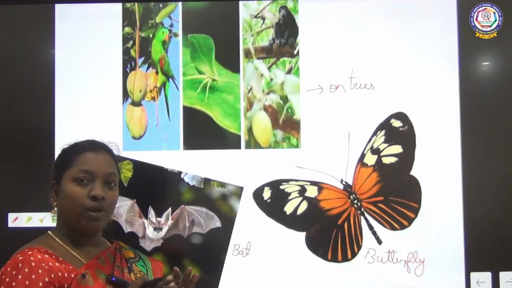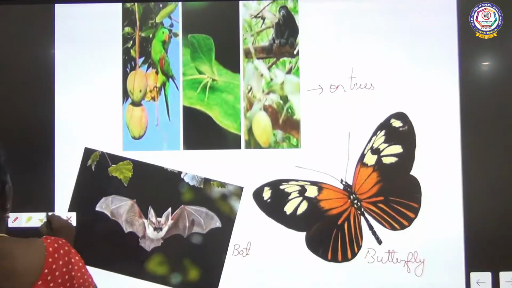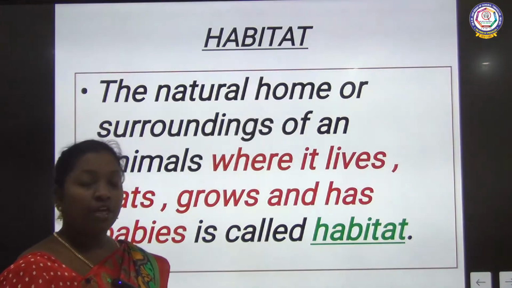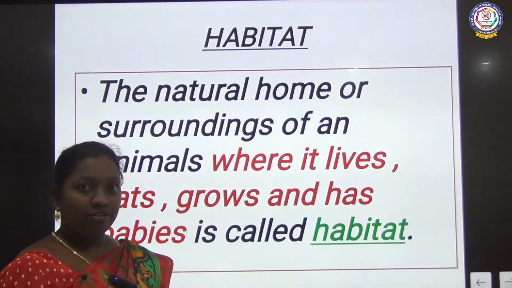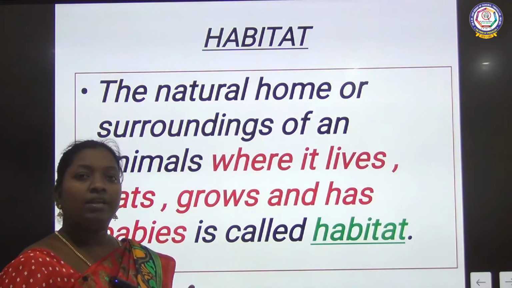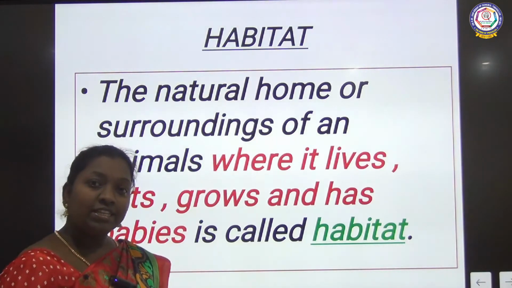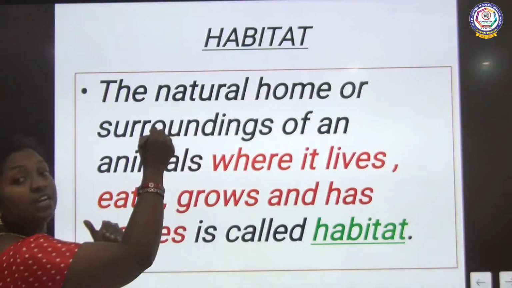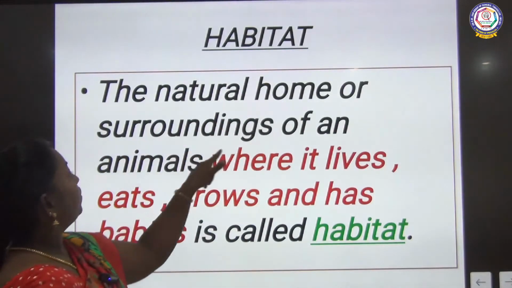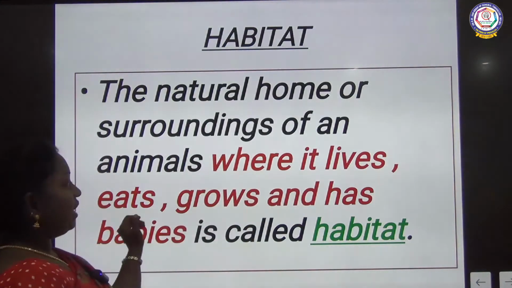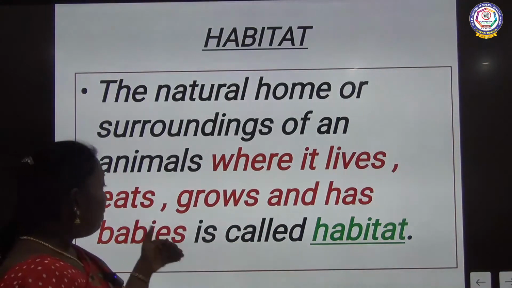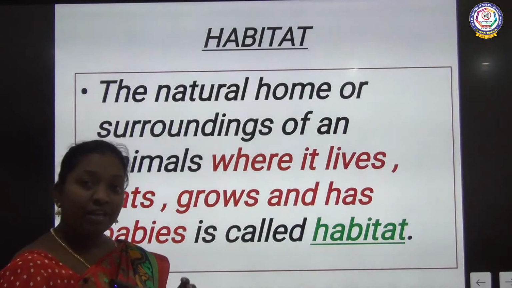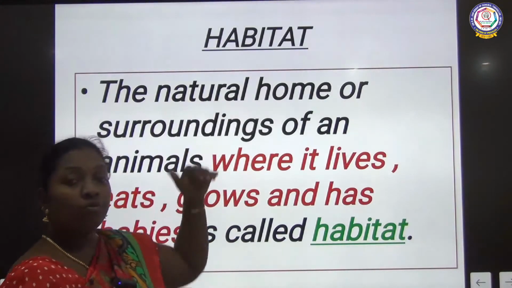It has been categorized based on its habitat. You should know what habitat is. For animals, we do not build or give a space for them to live. No, it itself makes its own home. That's why it chooses the place from nature. The natural home or surrounding of an animal where it lives, eats, grows and raises its babies is called habitat. So habitat means the living place of an animal made by it naturally.